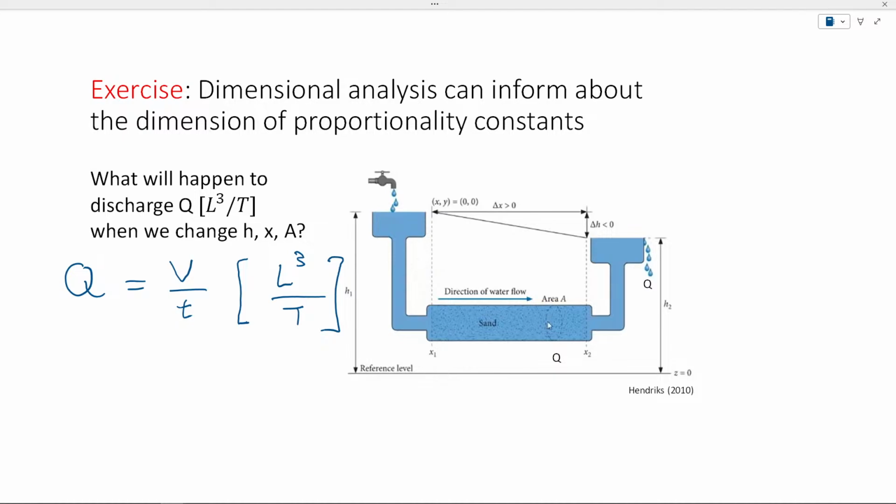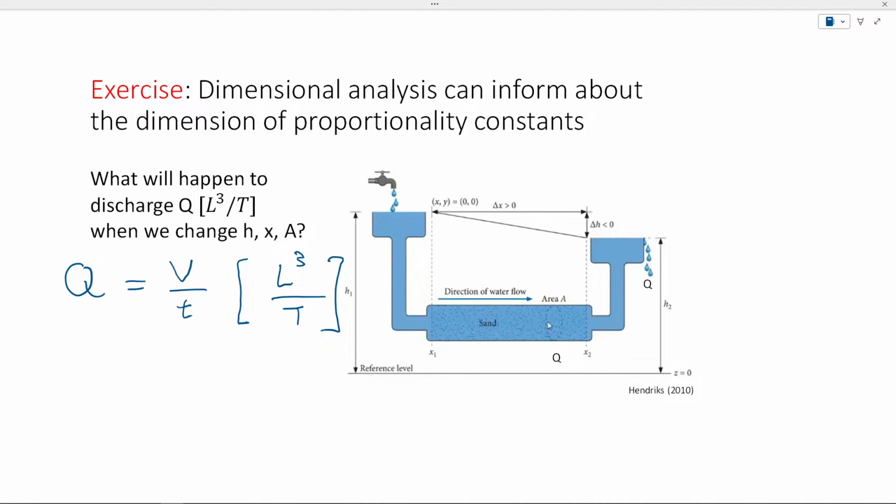So Darcy was asked to do an experiment to see how Q in porous media varies depending on which factors. What are the important factors and what are not the important factors?